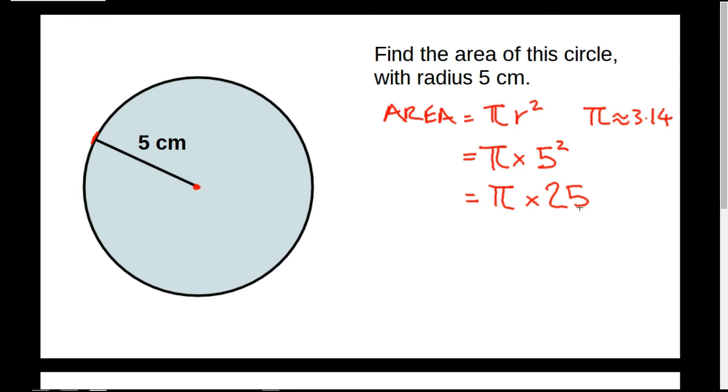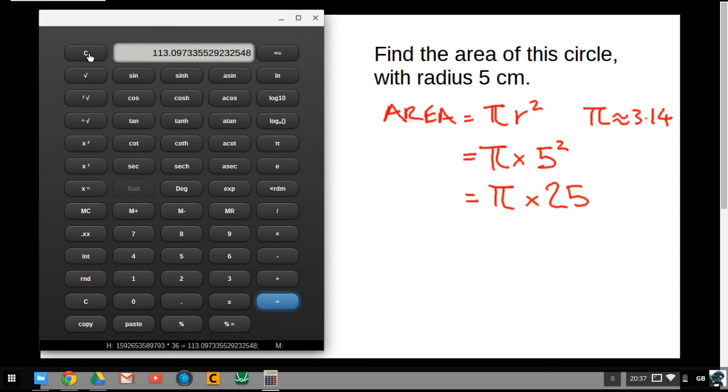Now I've got pi times 25, so about 3 multiplied by 25. That's all that means. It's just a number. So it'll be about 75-ish, about 3 times 25. But we can get a little more accurate an answer here by using our calculator. If you look, I've brought my calculator up here, and you should find a button that's marked as being pi.